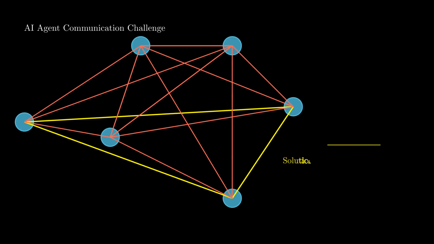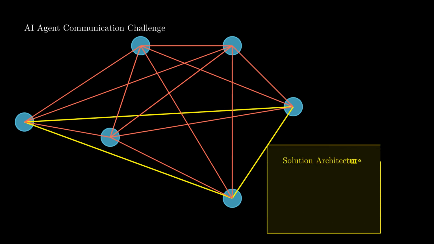Fortunately, computer scientists have developed 3 elegant solutions: direct communication for small groups, hub-spoke for centralized control, and mesh architectures for complex systems. Let's explore each one.